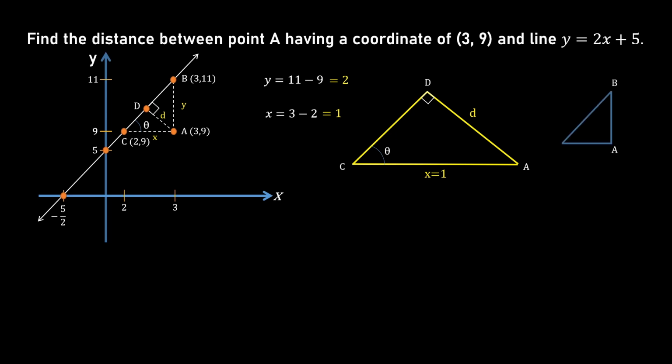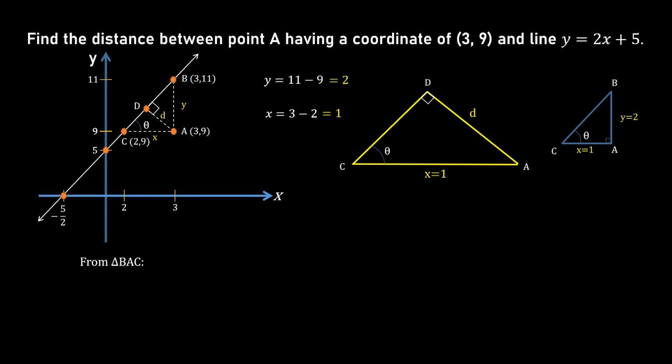So, this is A, this is B, this is C, and the distance between A and C is x, which is equal to 1, and the distance between A and B is y, which is equal to 2, and this is the angle theta. So, our main target here is to compute for the value of theta from this triangle, and the value that we will get will be used in the triangle to compute for the value of t that we are looking for.